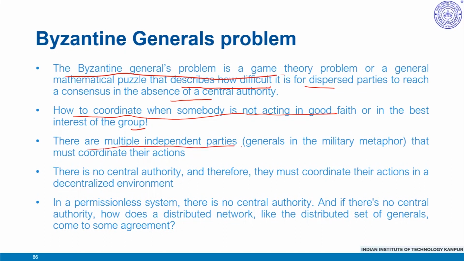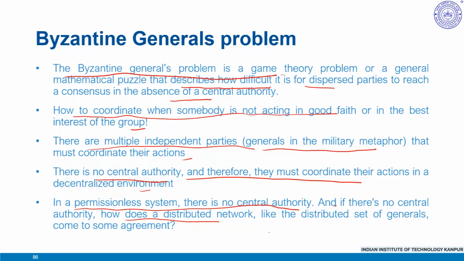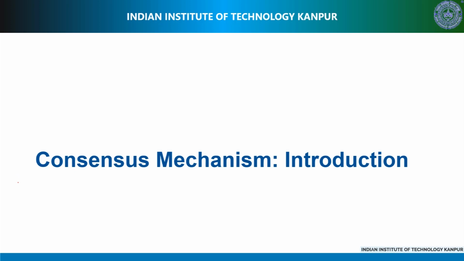There are multiple independent parties, like the generals in the military metaphor, that must coordinate their actions. There is no central authority, and therefore they must coordinate their actions in a decentralized environment. Lastly, in a permissionless system, there is no central authority. And if there is no central authority, how does a distributed network, like a distributed set of journals, come to some agreement? This requires some kind of consensus mechanism that will be employed to solve these kinds of Byzantine generals problems, and we'll discuss such consensus mechanisms in the next set of videos. In this video, we'll introduce the consensus mechanism.